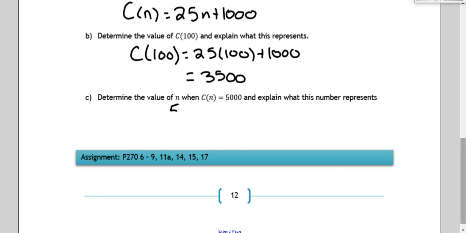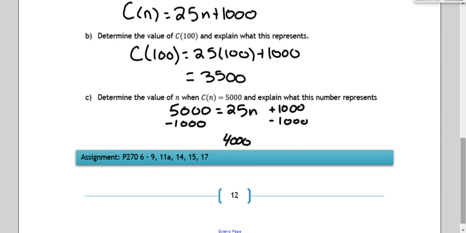So this is 5,000 is equal to 25N plus 1,000. Subtract 1,000 over. Divide by 25. N is equal to 160. So that means when it costs $5,000 to hold the feast, 160 people are attending.